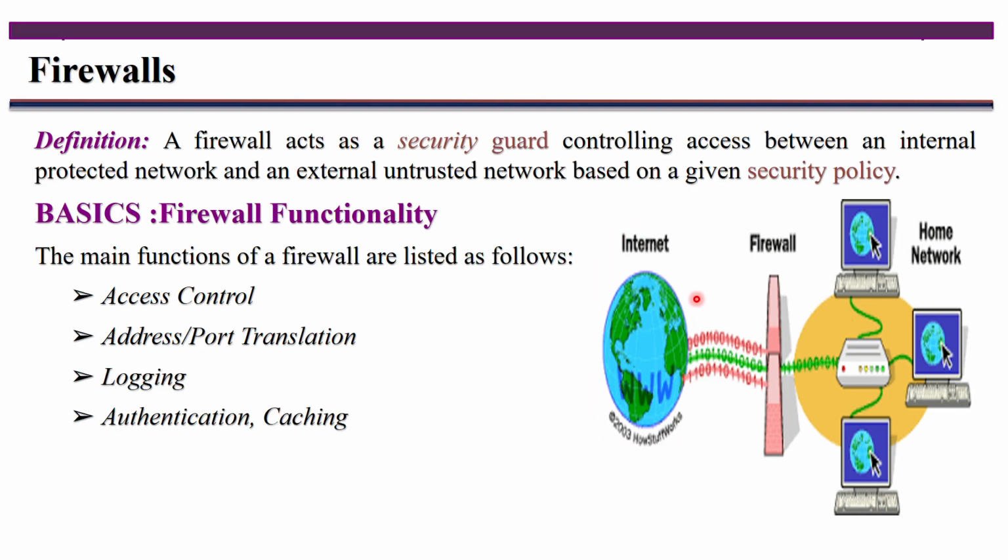This internet has to prove that I am the authorized user and I have the authority, as an authentication. Okay, this internet has to authenticate to the firewall first. If it is authenticated, then only this firewall allows this internet to communicate with the home network. Okay, next one is the caching.